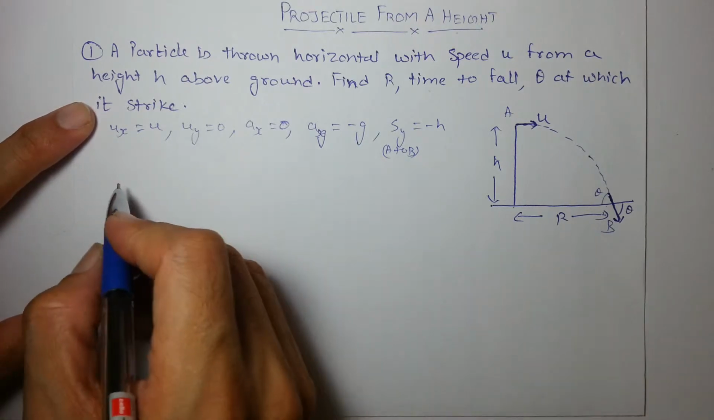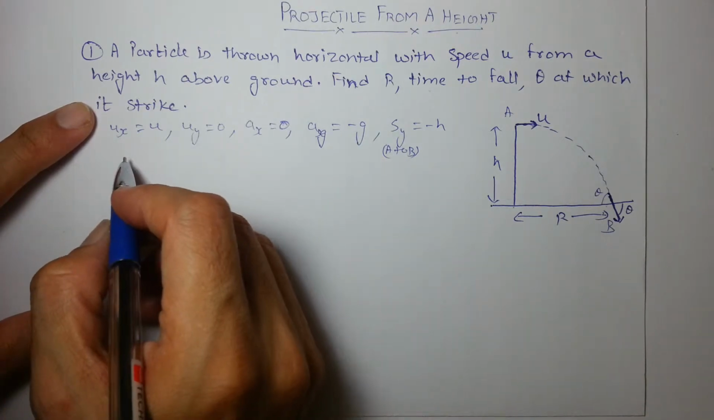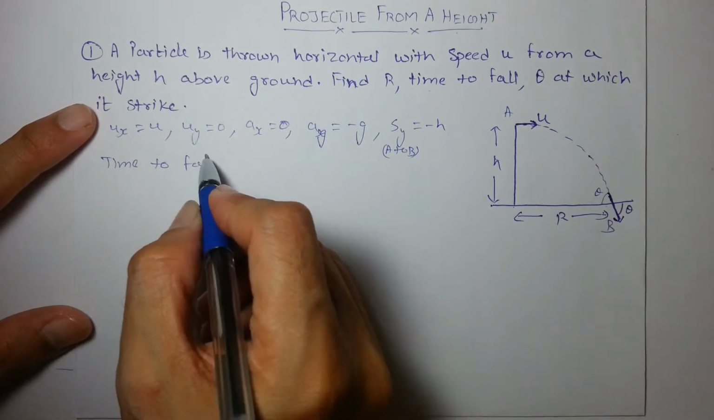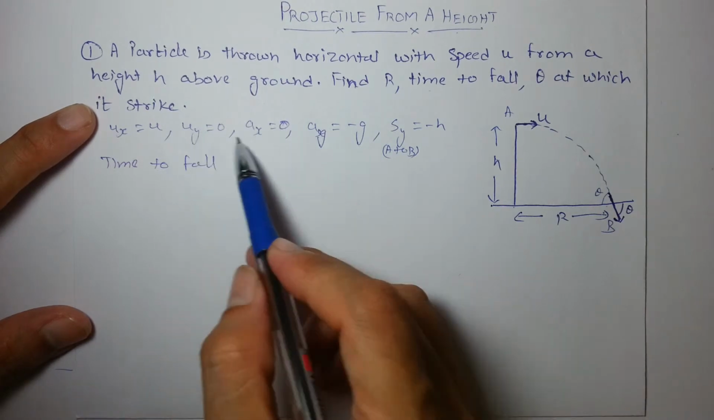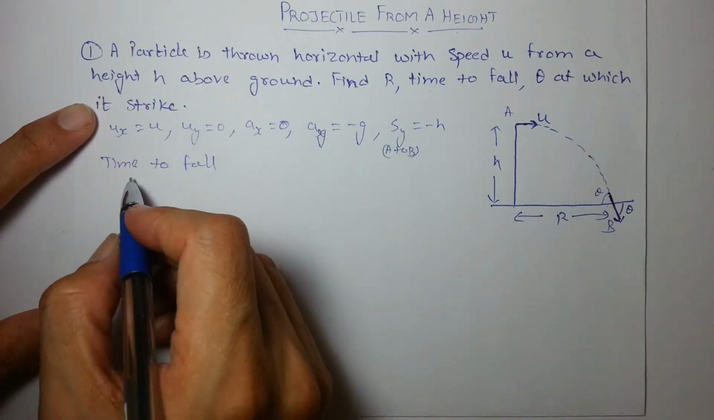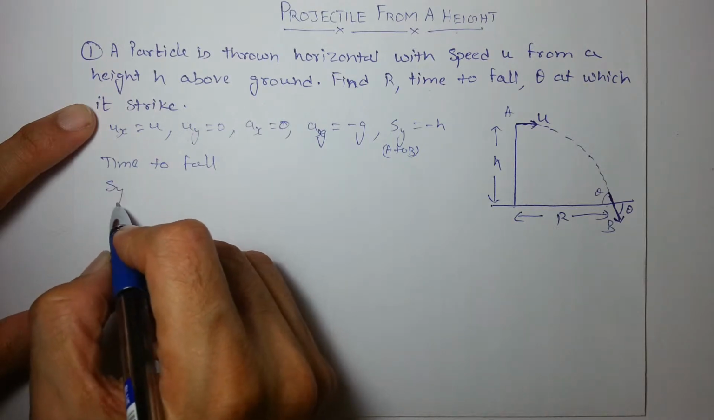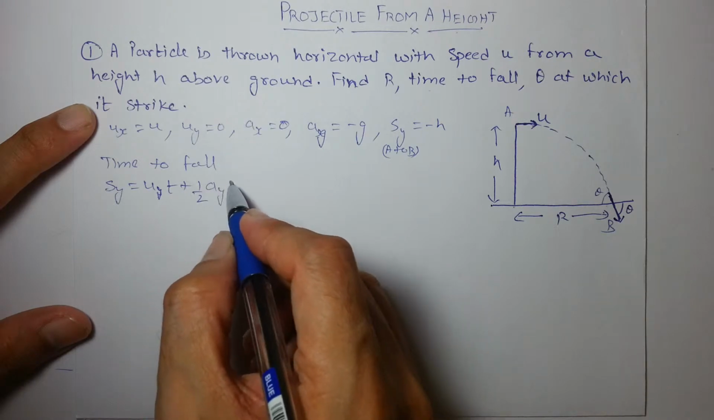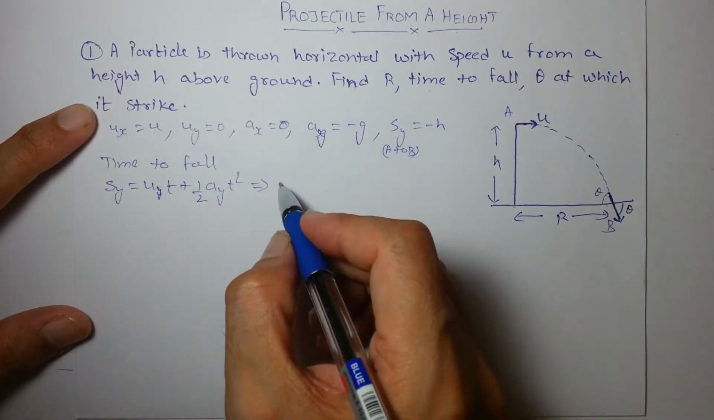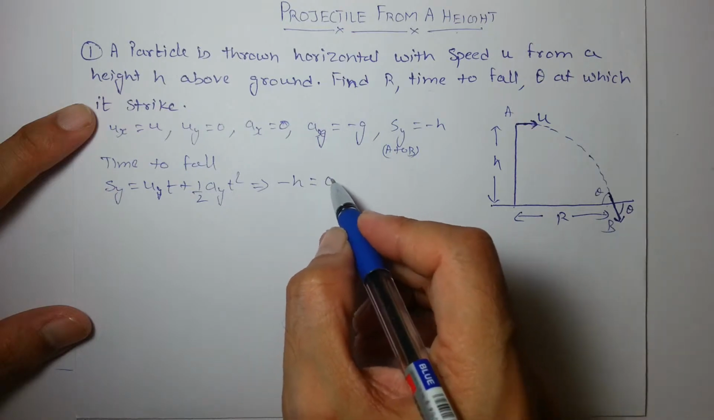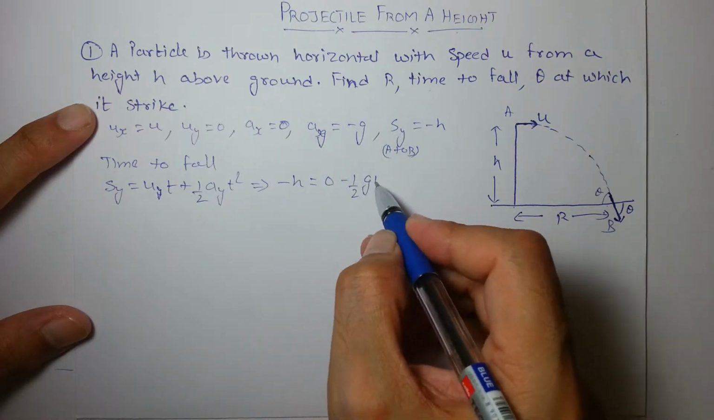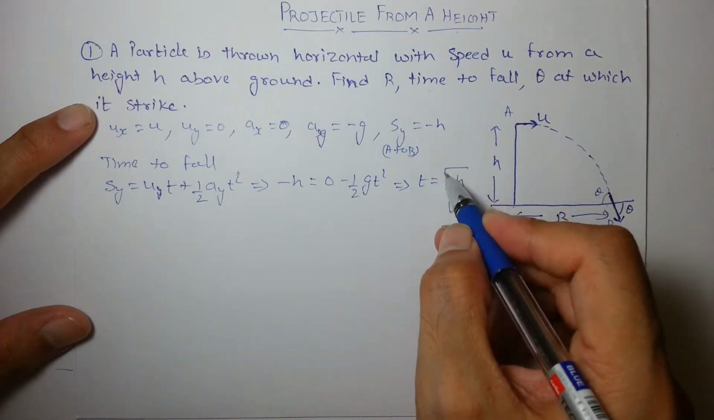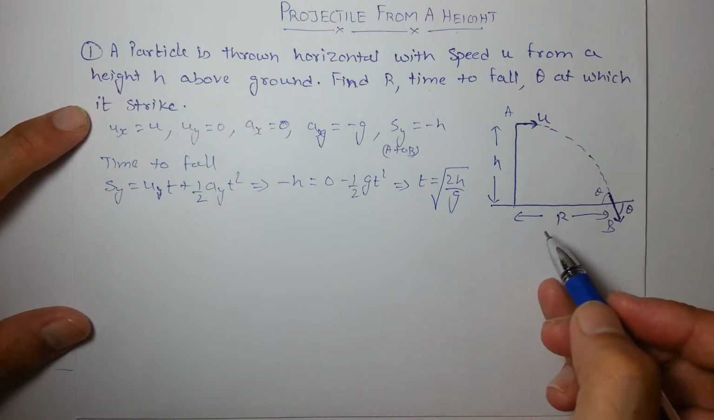Let's start. So how much time it will take to fall? Time to fall. We have uy, ay and sy, so we can find out time. How? sy is equal to uy t plus half ay t square. Using the values, minus h is equal to 0 minus half g t square. We get t as root of 2h by g. This is the time it will take to fall.